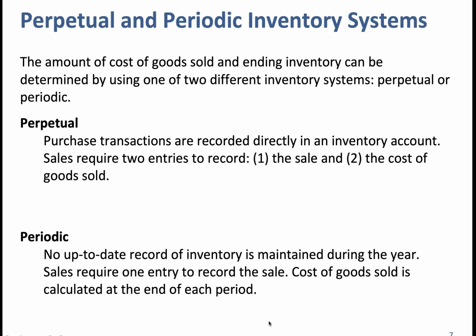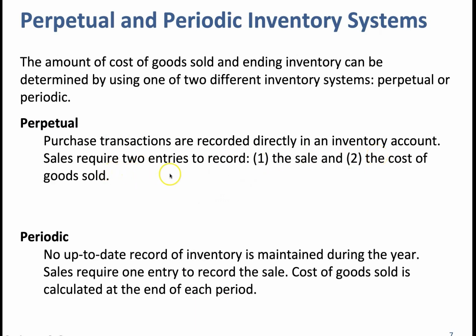So now let's talk about our inventory system. When we talk about inventory system, we are talking about how accountants are going to account for their inventory amounts. There are two ways the accountants could keep track of the inventory amounts. The first way is called the perpetual inventory system. Under the perpetual inventory system, accountants record every transaction of purchases, and those are directly recorded in an inventory account.